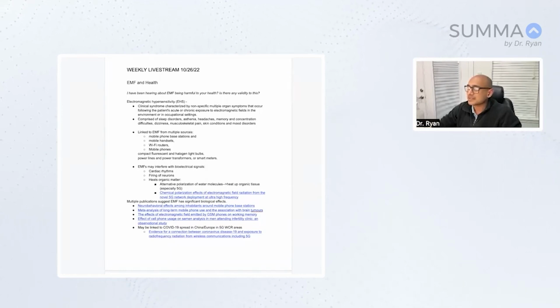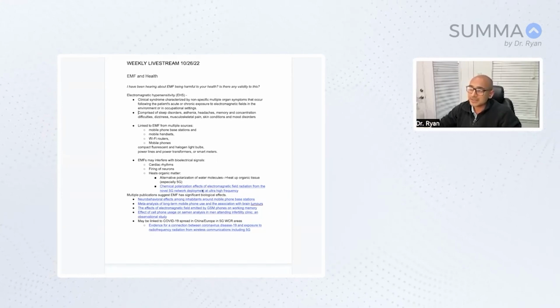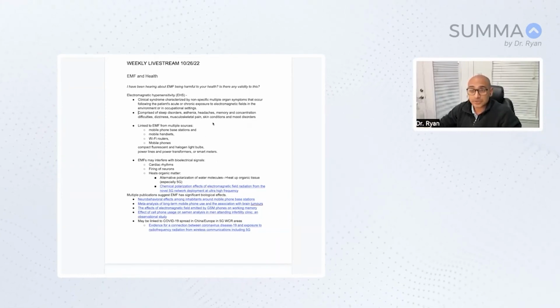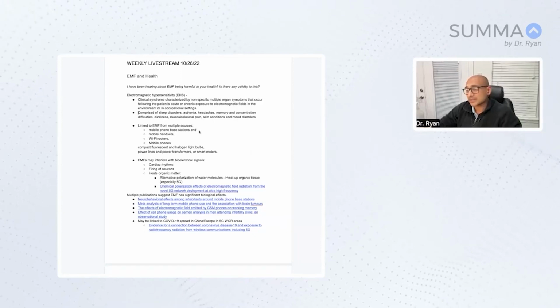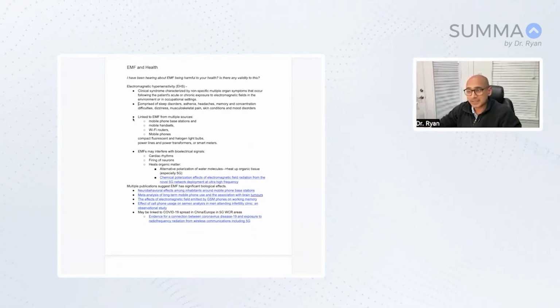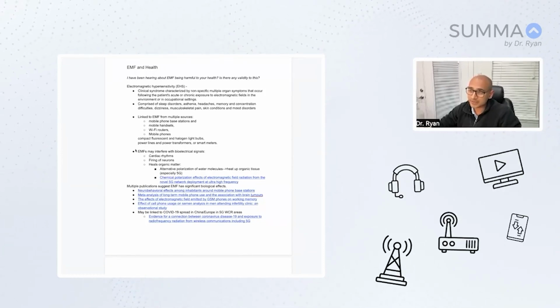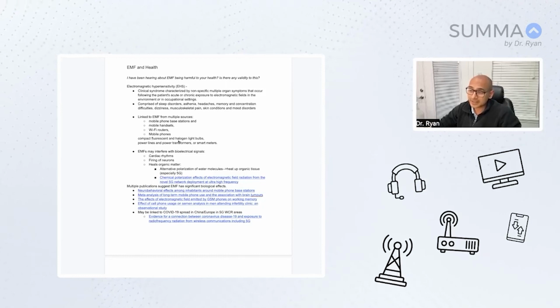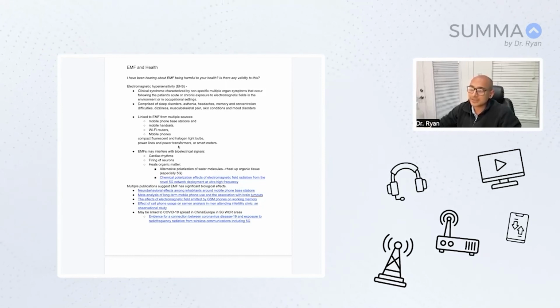Some of the symptoms that have been described are sleep disorders, extreme fatigue (asthenia is another word for fatigue), headaches, memory and concentration difficulties, dizziness, musculoskeletal pain, skin conditions, primarily unusual rashes, and mood disorders. And it seems to be linked to electromagnetic fields from several sources: mobile phone base stations, headsets, Wi-Fi routers, fluorescent lights, power lines, and power transformers.